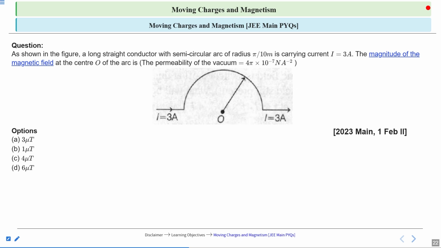This is the diagram shown. There are two long straight conductors at both ends of the semicircular arc, and there is one semicircular arc. We have to find the magnetic field at the point or center O due to all of these conductors, that is, due to the two straight conductors and due to the semicircular arc. Options are 3 microtesla, 1 microtesla, 4 microtesla, or 6 microtesla.